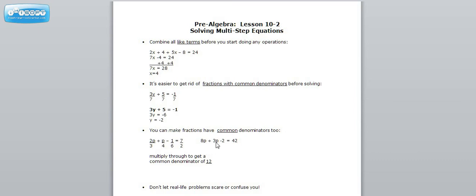I have an 8p and a 3p, which gives me 11p minus 2 equals 42. Now I'm back to solving problems just like I did in 10-1. I need to get rid of minus 2 by adding 2. If I add 2 over here, I have to add 2 over here, which gives me 11p equals 44. And hopefully you can see in your head then that p would be equal to 4.